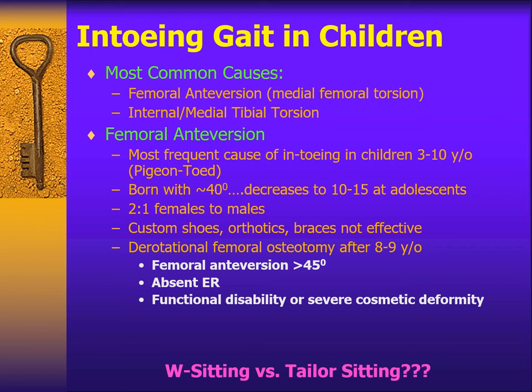And if we don't see that angle diminish, we can try things like custom shoes, orthotics, and braces, but they're really not effective. And so what usually happens after the individual is 8 or 9 years old, maybe when they're 10 or 11 or 12, if we're dealing with anteversion of more than 45 degrees, and on a clinical exam we don't see any external rotation at all, these folks undergo a derotational femoral osteotomy to try and restore some of that normal anatomy. And the whole concern here really is, are we dealing with disability or are we dealing with the concern over that in-toeing gait that we see so much of?